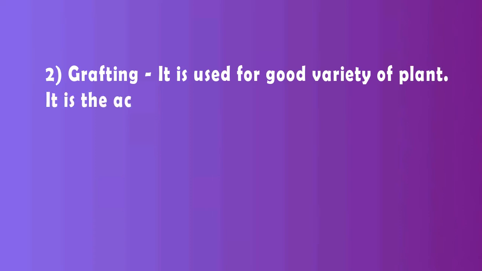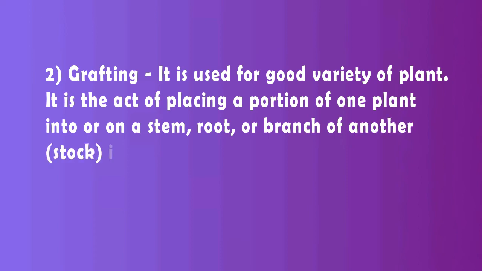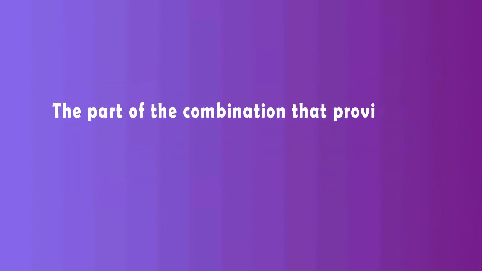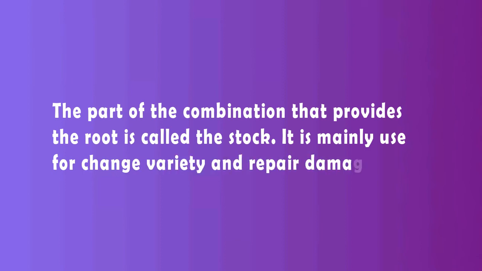Grafting. It is used for a good variety of plant. It is the act of placing a portion of one plant into or on a stem, root or branch of another in such a way that a union will be formed and the partners will continue to grow. The part of the combination that provides the root is called the stock. It is mainly used to change variety and repair damaged plants.